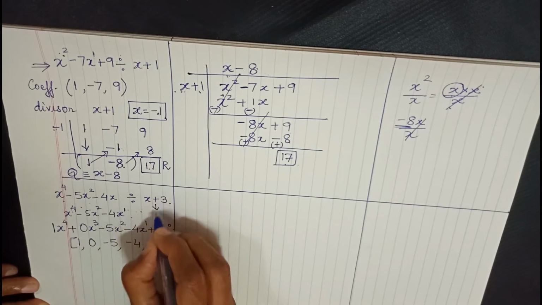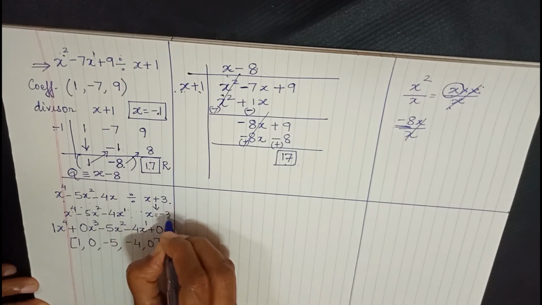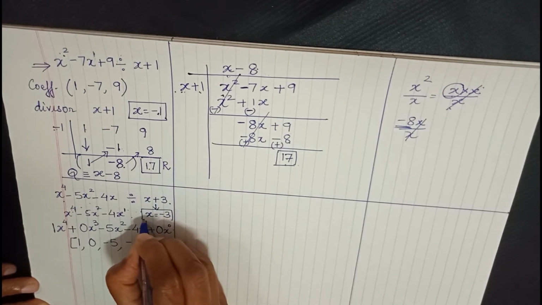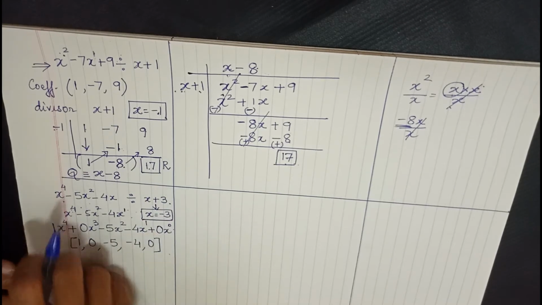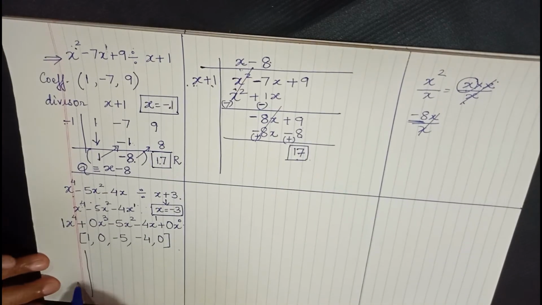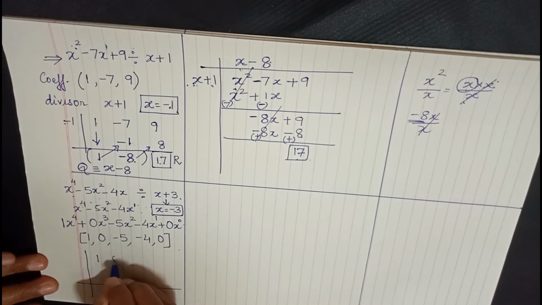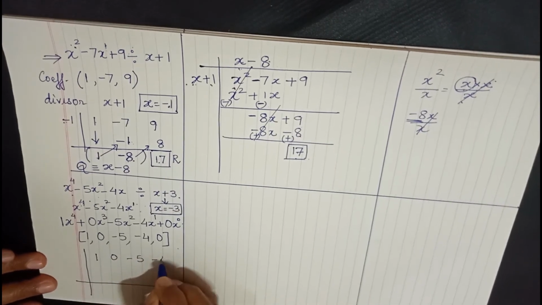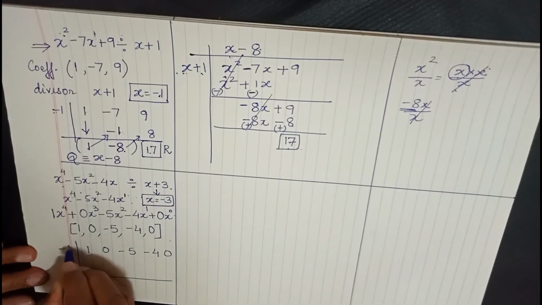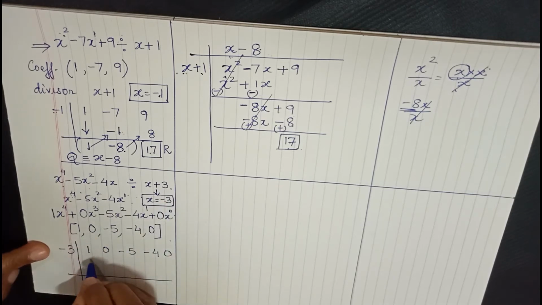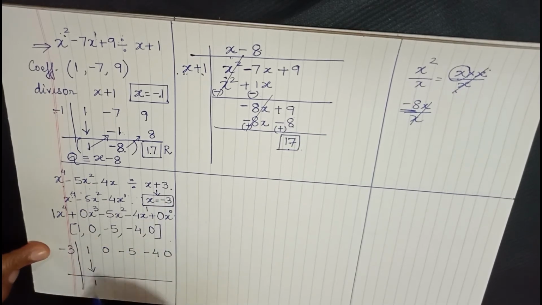And this divisor, we know we have to take the opposite sign. So we will be taking minus 3. So let's perform the synthetic division now. Let's write down the coefficient and the value of the divisor outside. So let's begin. 1, we take it as it is.